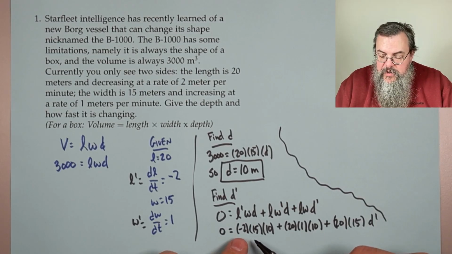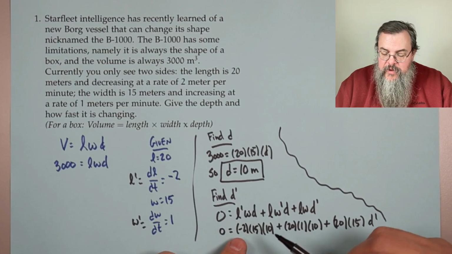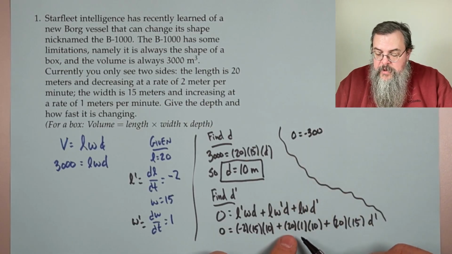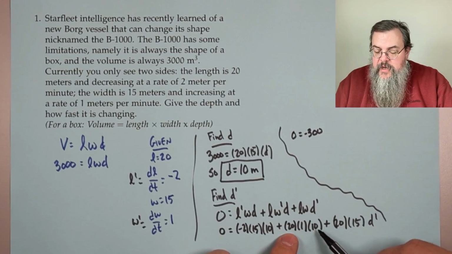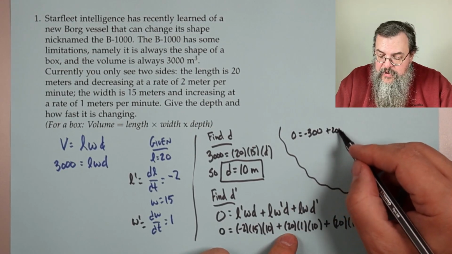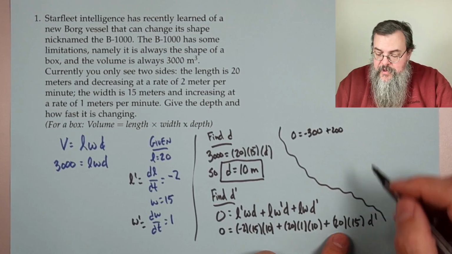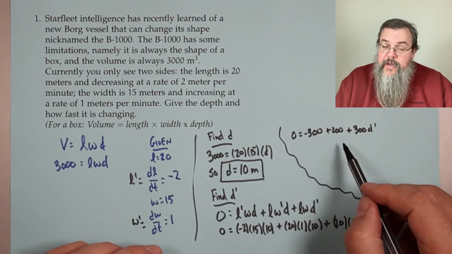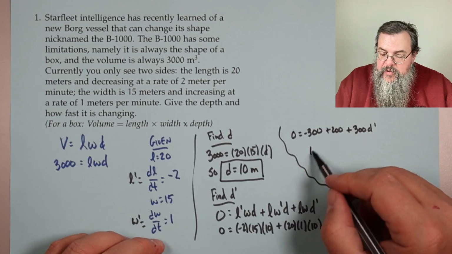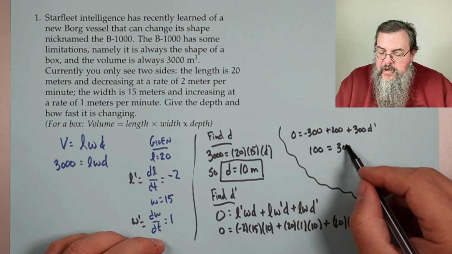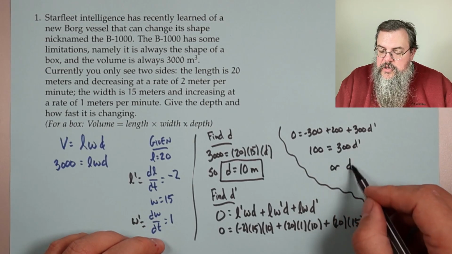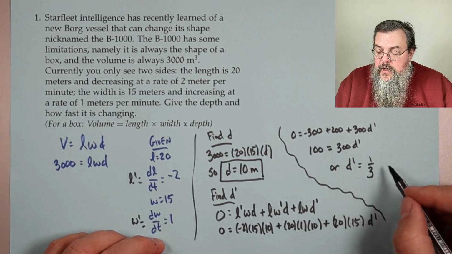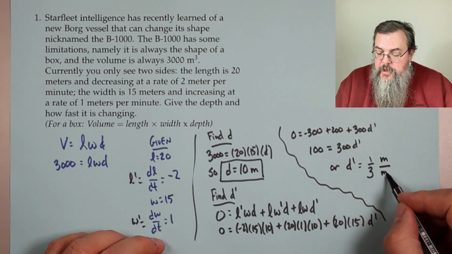So let's multiply this out. 10 times 15 is 150, times minus 2 is minus 300. So we get 0 is minus 300. And here we have 20 times 1 times 10 is 200. So plus 200. And then here we have 20 times 15 is another 300. Well, minus 300 plus 200 makes minus 100. Move it across. That makes a positive 100 equals 300 D prime, or the change in D, the derivative of D with respect to time, is 1/3. And now, what are the units? Meters per minute.